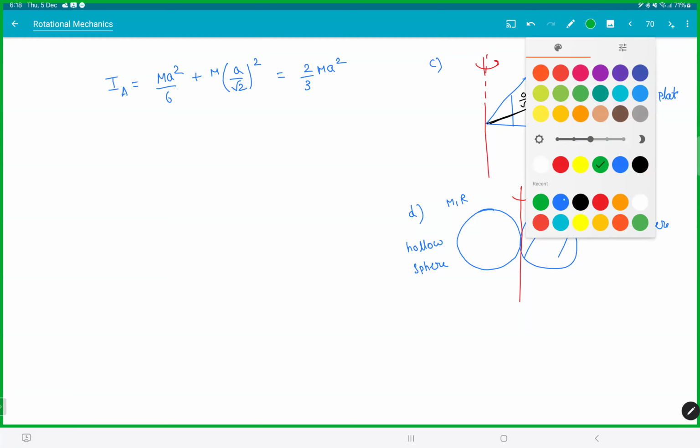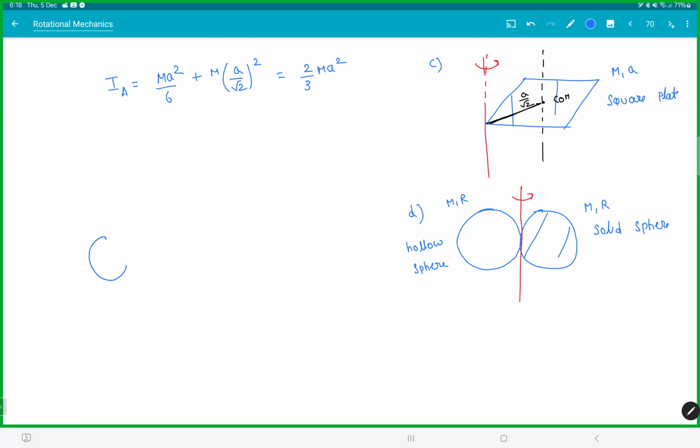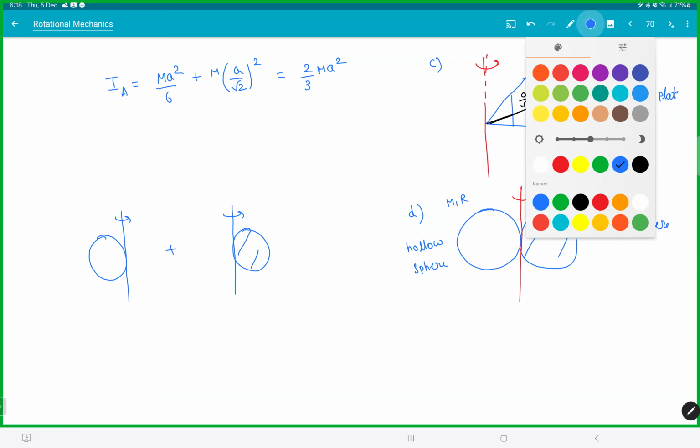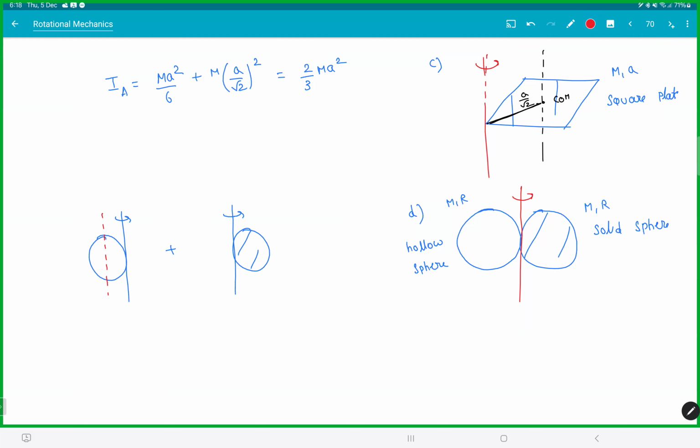How to do this one? This can be split into two parts. Take the hollow sphere plus take the solid sphere. Find for both of them separately and then just add it up. So for the hollow sphere, about this line, now this is your center of mass, it is 2 by 3 mr square. So this will be I1, which is 2 by 3 mr square plus mr square. For the solid sphere, this is the center of mass. This will be I2, so this is 2 by 5 mr square.